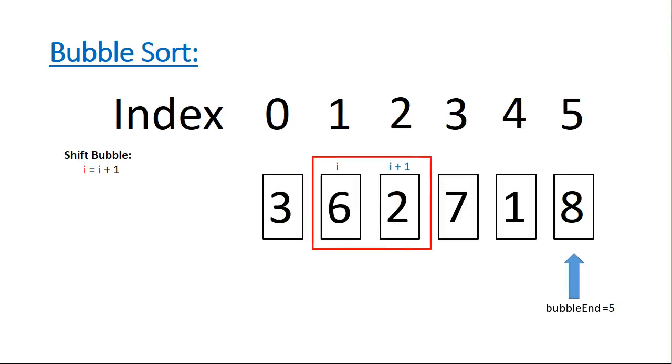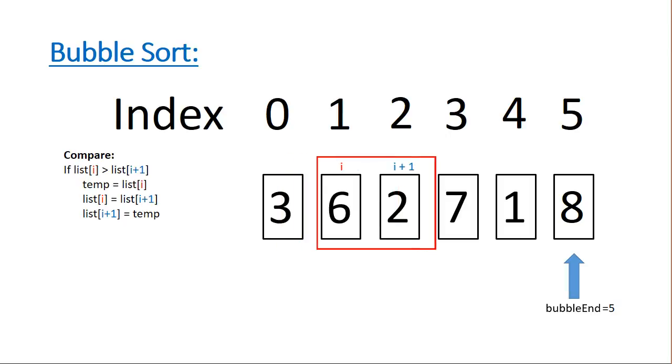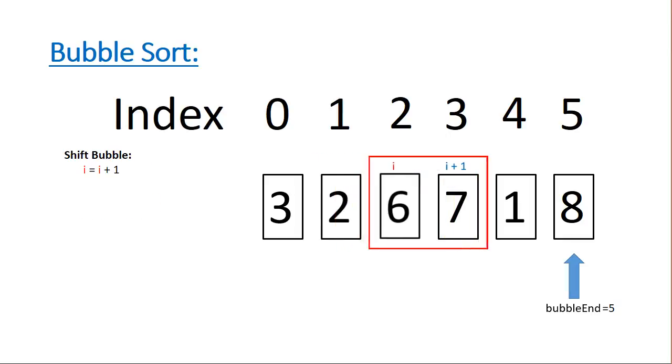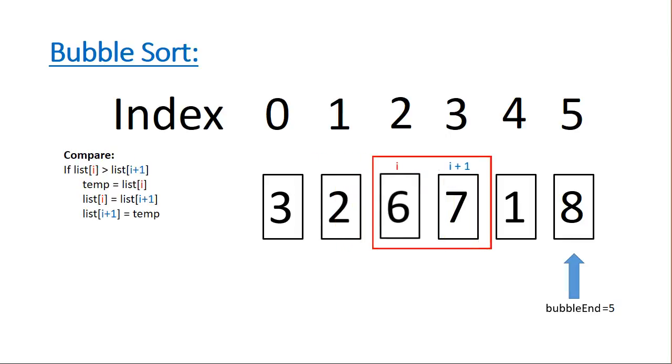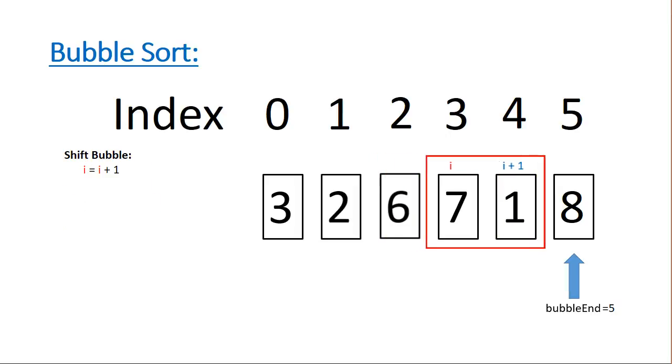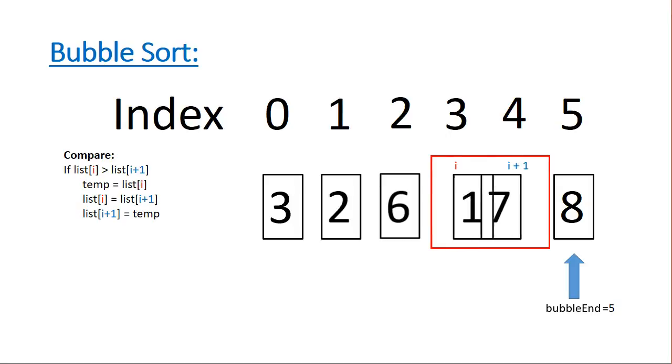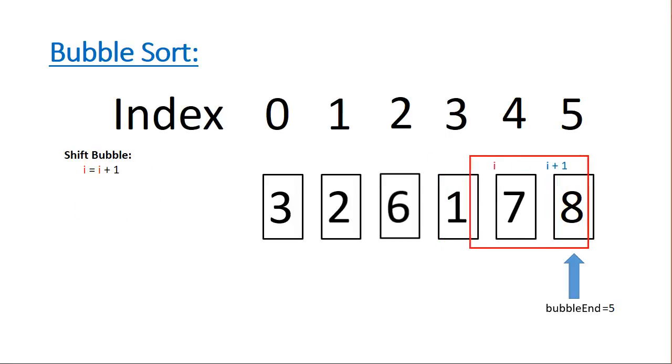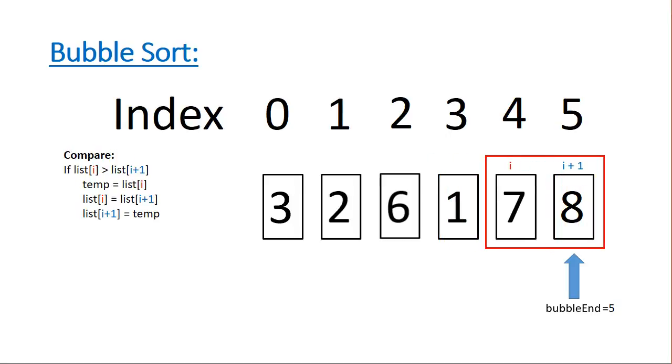And now I'm going to shift my bubble. I is equal to I plus 1. I'm going to swap those elements. Shift my bubble. I'm going to do my comparison, which you can see over here. If list at I is greater than list at I plus 1, and this is my swap algorithm to swap those two elements. I'm going to shift my bubble. I have to make a swap. I'm going to shift my bubble. And now my bubble is at the very end of the list. And what this means is that this 8 is in the correct position.